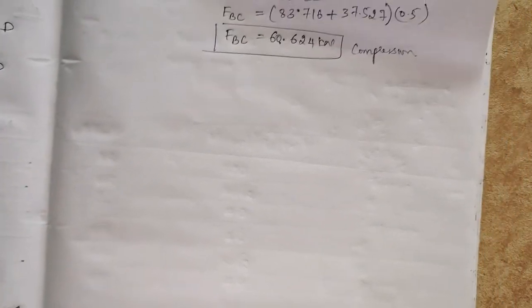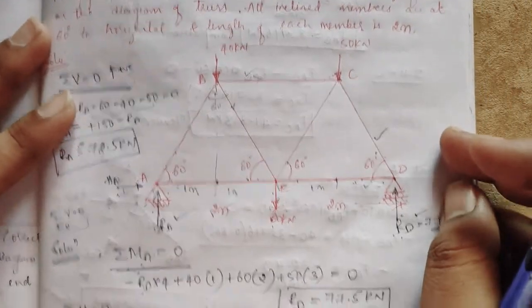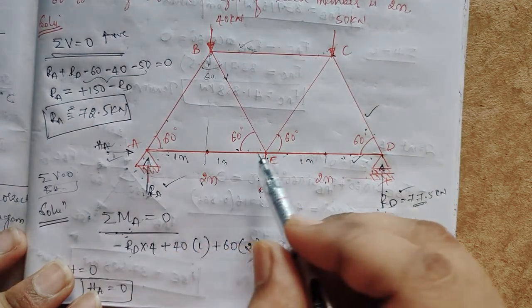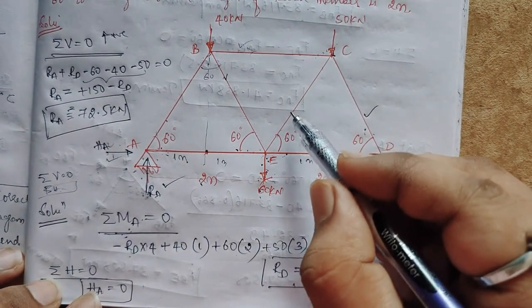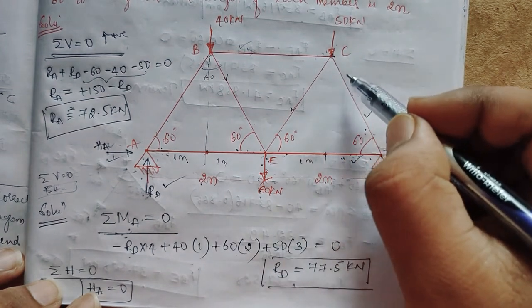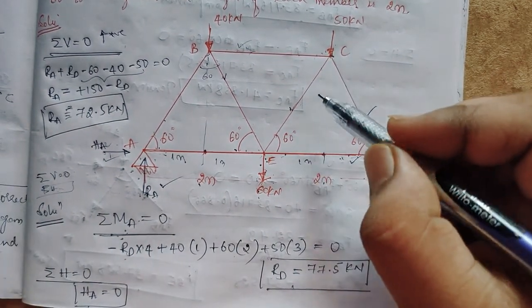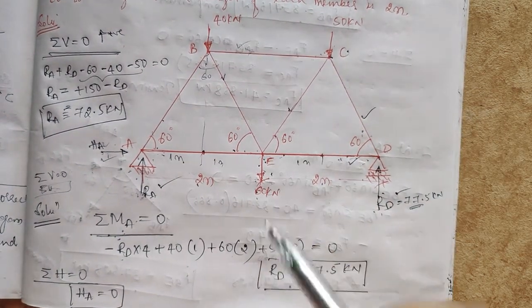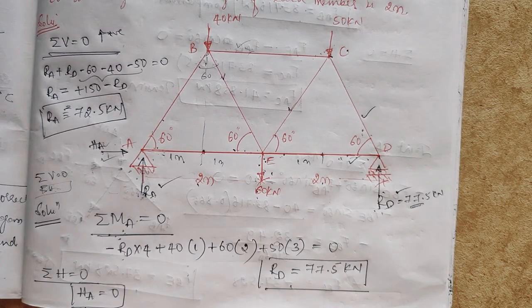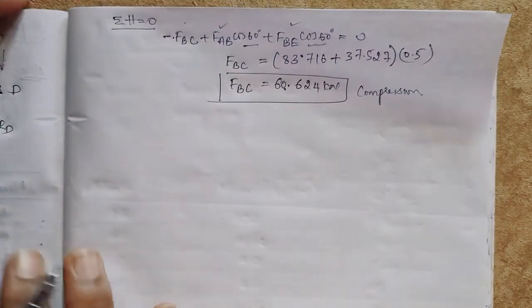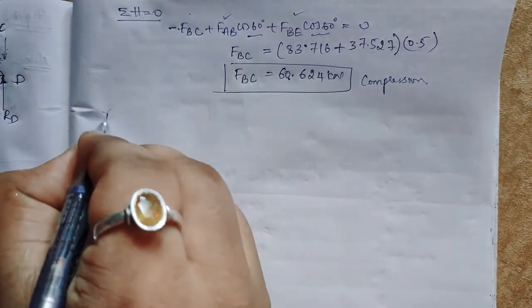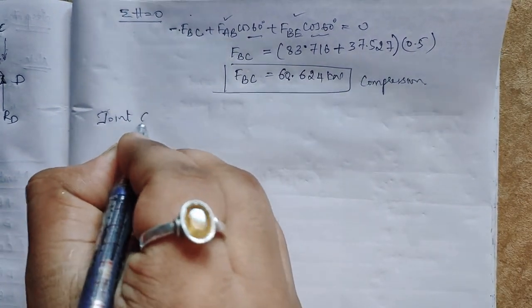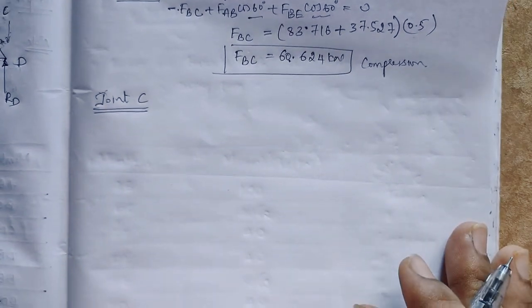Now we have almost found all the members. What is remaining? Only one member, EC. We have to find the force in the member EC. Either you take joint C or joint E. Any one of the joints you take the FBD of, you will get the answer. So I'll take joint C.